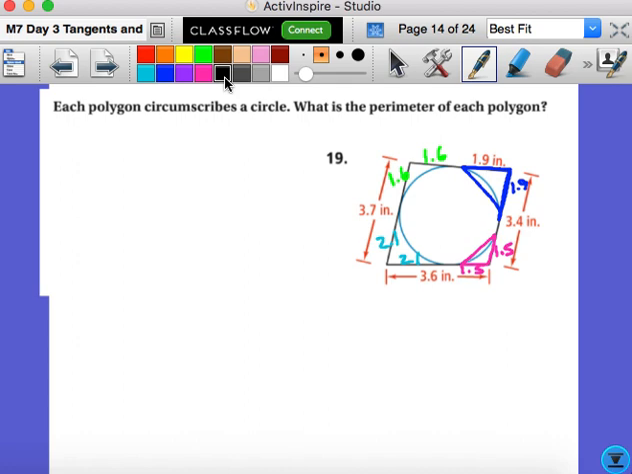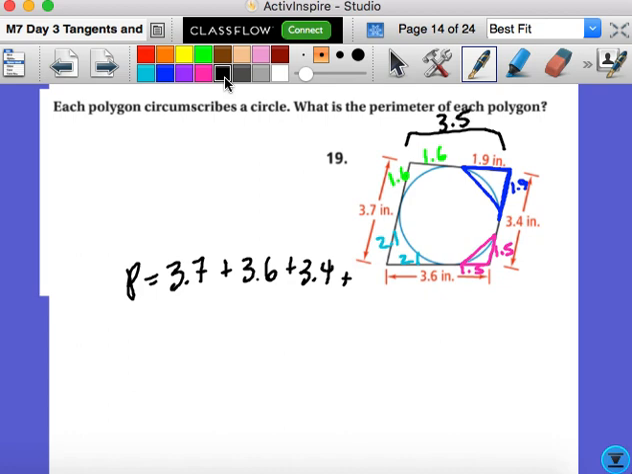Once I total up my perimeter here, I already know the total on the left, the total of the bottom, and the total of the right side. So across the top, I've got 1.6 and 1.9, which is a total of 3.5. So my final answer is 3.7 plus 3.6 plus 3.4 plus 3.5, which is a perimeter of 14.2 inches.